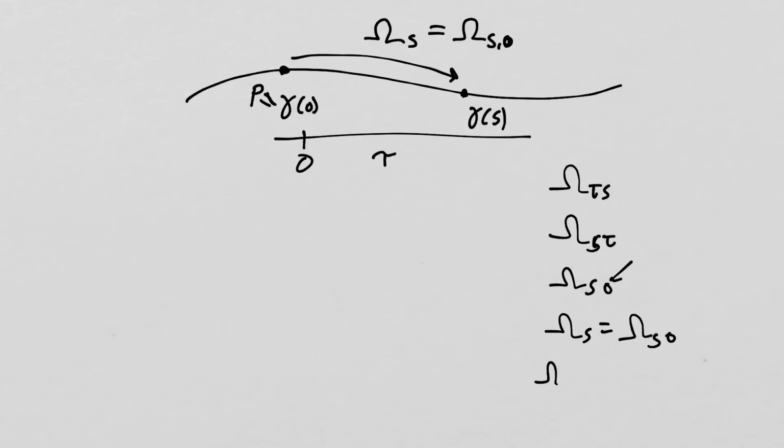And so omega S inverse can be interpreted as omega from S to 0, where S can be any parameter value of tau. All right, so omega S is the parallel transport from 0 to S, and omega inverse S equals omega S to 0.